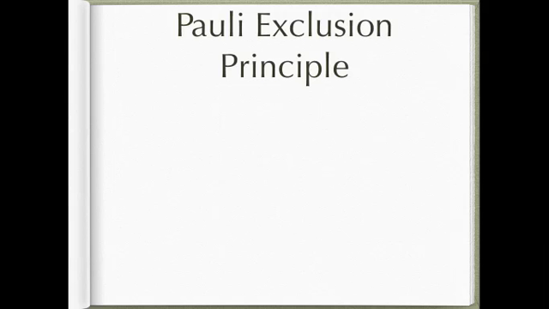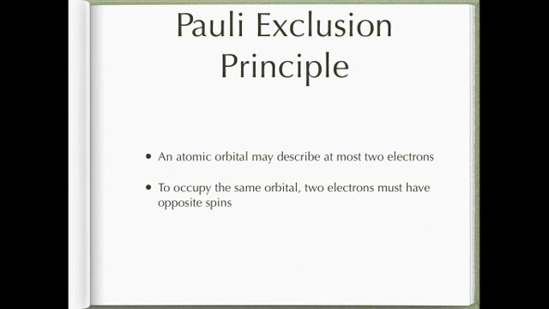So the next rule was the Pauli exclusion principle, and that says that an atomic orbital can only have 2 electrons. So we talked about orbitals yesterday. The S was the spherical shaped one, can hold 2. We talked about the P orbitals, and they were dumbbell shaped. Now remember, there were 3 of those. Each of those could hold 2. So altogether in P there's 6. Each orbital could hold 2.